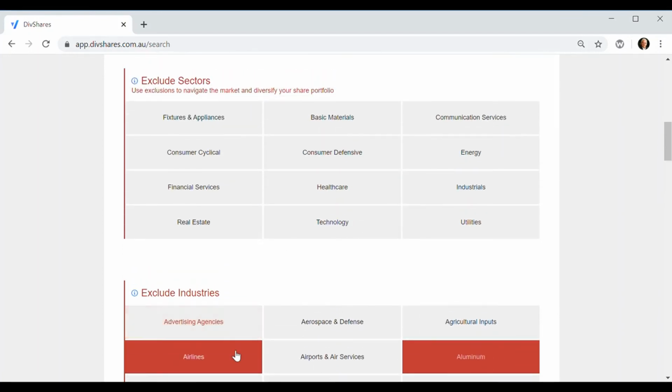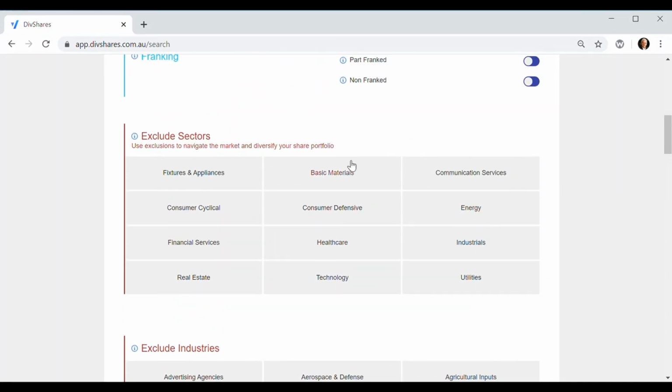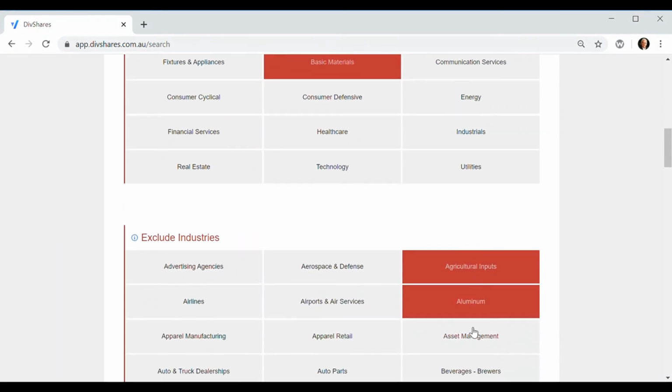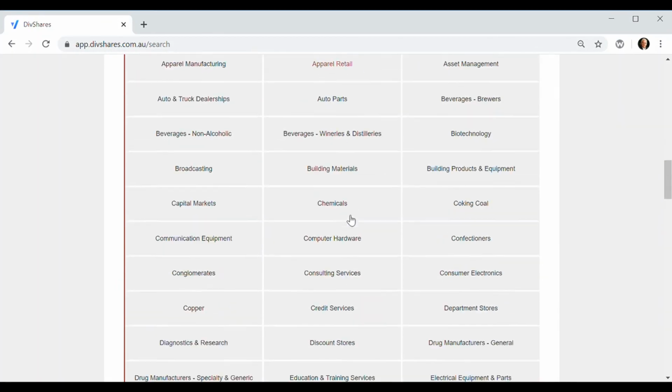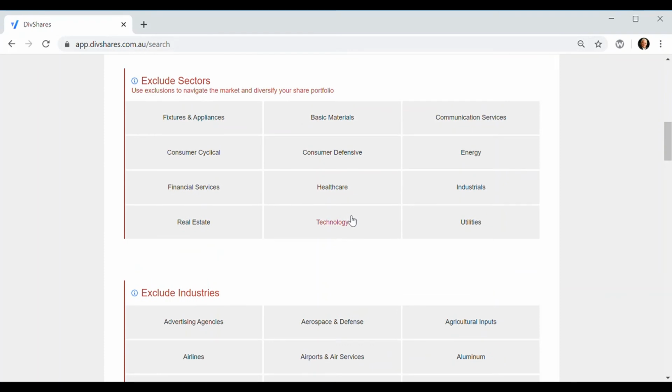I can then individually release those industries from exclusion. Those industries that came up before under basic materials, I can click on basic materials to exclude, which excludes the full sector. And then by clicking again, it now has wiped out those industries that were excluded.